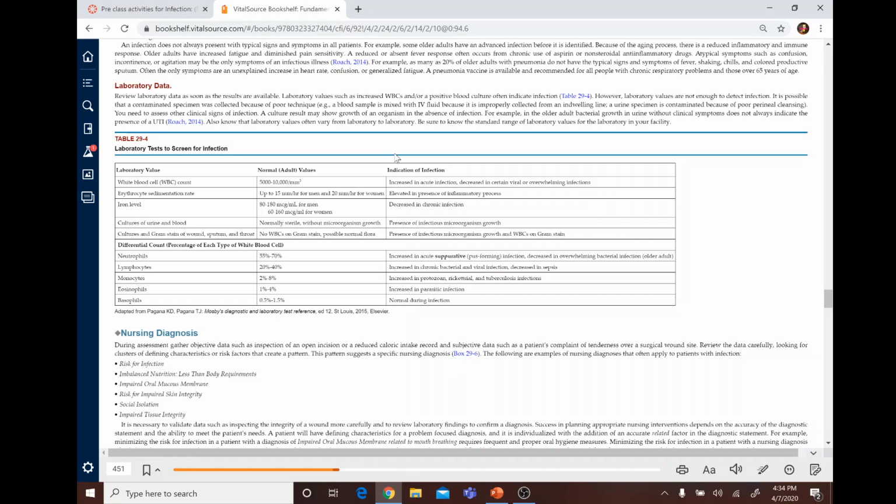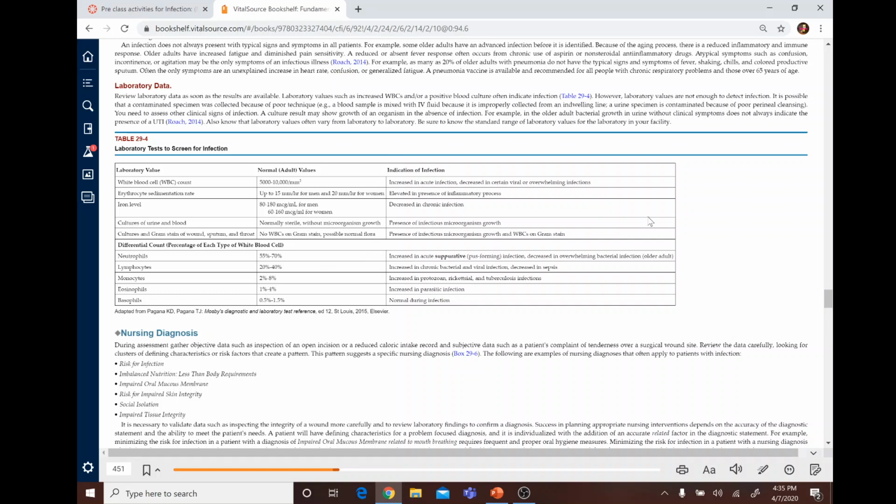Alright. What is the normal value of cultures of urine and blood? Normally sterile without microorganism growth. When are cultures of urine and blood indicative of infection? You got infectious microorganism growth on it. What are the normal values of cultures and gram stain of wounds, sputum, and throat? No white blood cells in gram stain, possible normal flora. And if you have microorganisms on it, that's the positive.